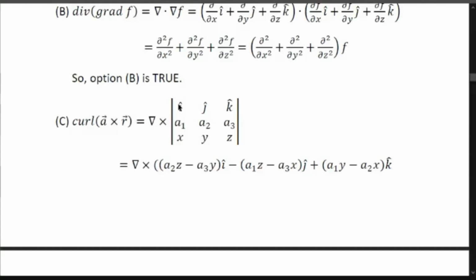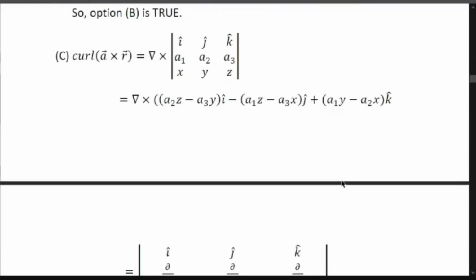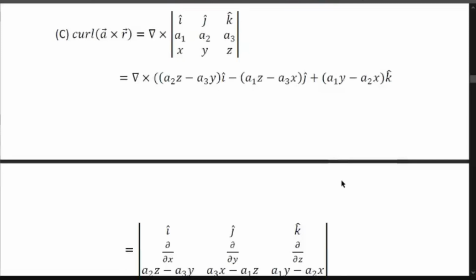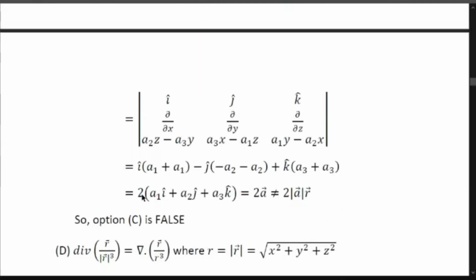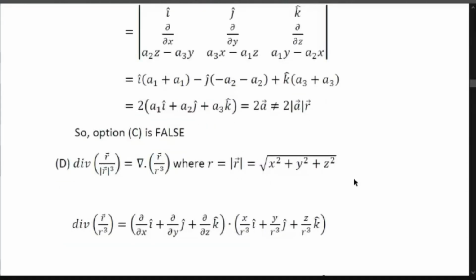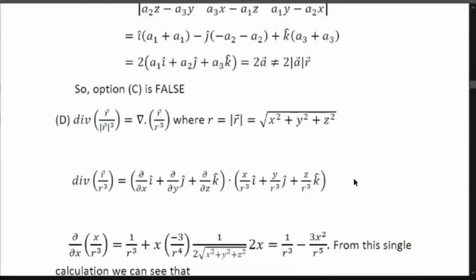Curl of A cross R is given here. Del cross, this is A cross R. The determinant denotes A cross R, which is del cross this vector with components a2z minus a3y and so on. These calculations you can do, there's no problem. Then del cross that finally gives 2 times vector A, but in option C it is given as 2 times modulus of A times vector R, which is not correct. So option C contains a false statement.